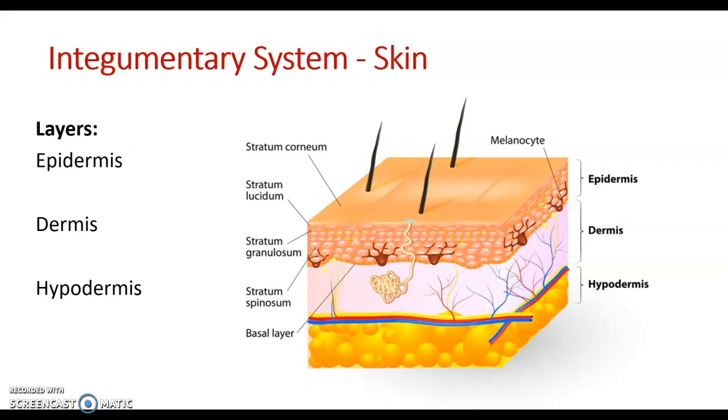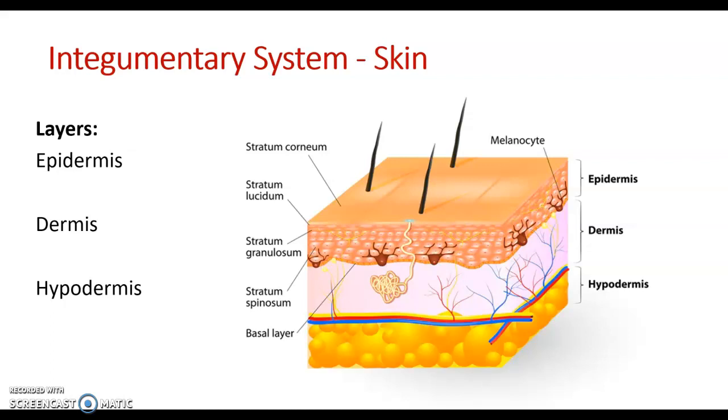And then the dermal layer is a layer of connective tissue that acts as the place where all the other structures can be anchored: blood vessels, nerves, glands, and hair. And then hypo means below. So hypodermis is below the dermis, or deeper than the dermis.